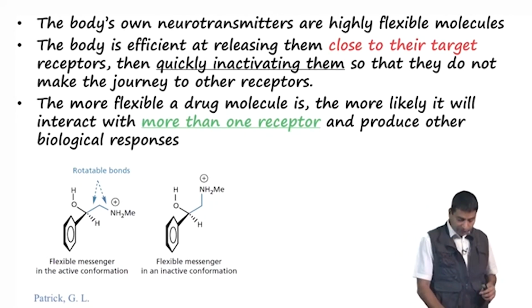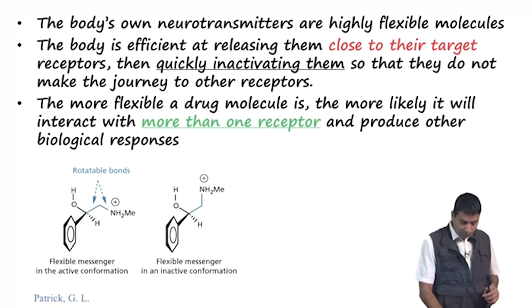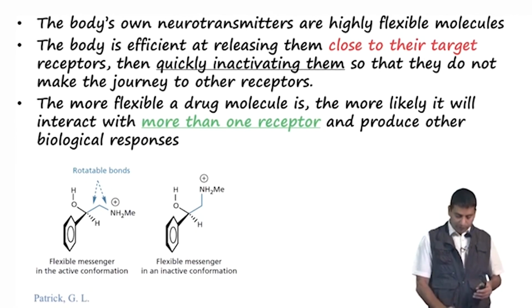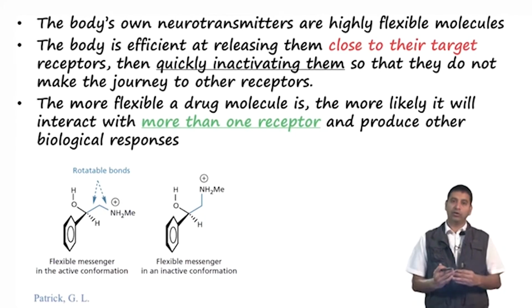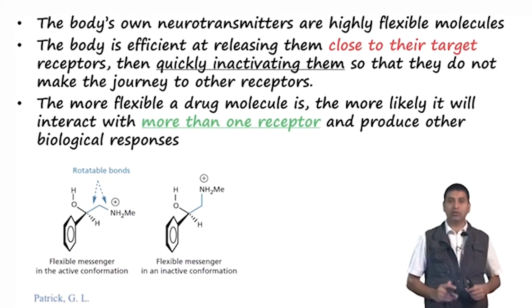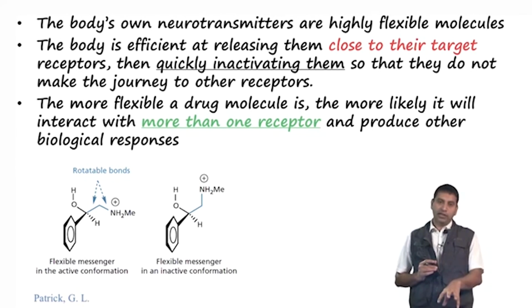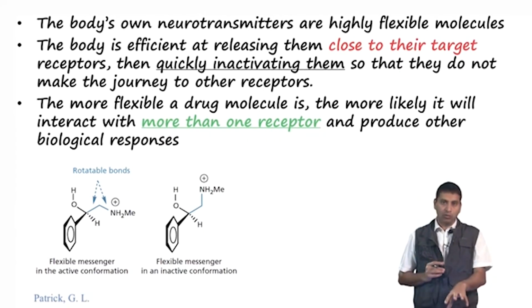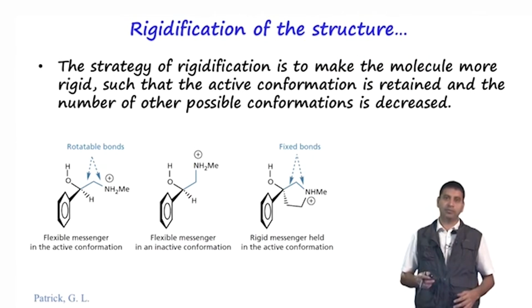Imagine that this molecule is going to undergo a carbon-carbon bond rotation. If it does that, then the NH2Me, which is located below here, is going to go up. Let us assume that this is the active conformation and this is an inactive conformation. If this is the inactive conformation, it is possible that it interacts with a different receptor. In order to avoid this, what we could do is to make this molecule more rigid so that it interacts only with the desired receptor.